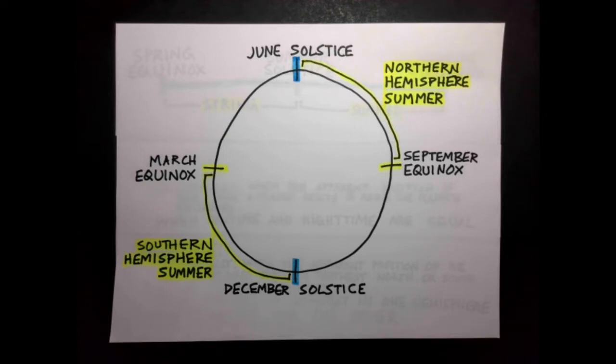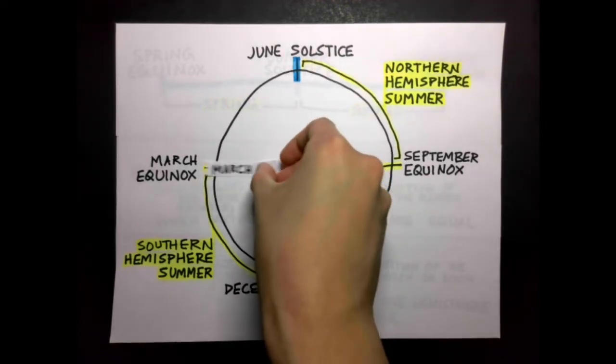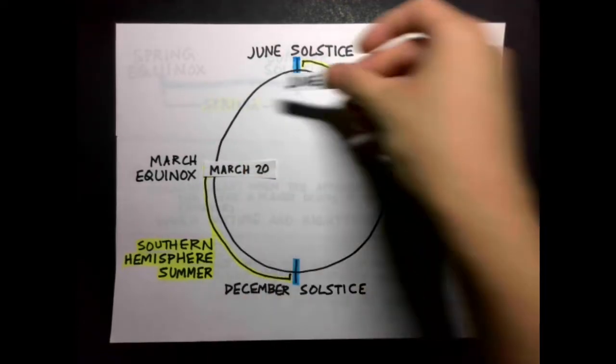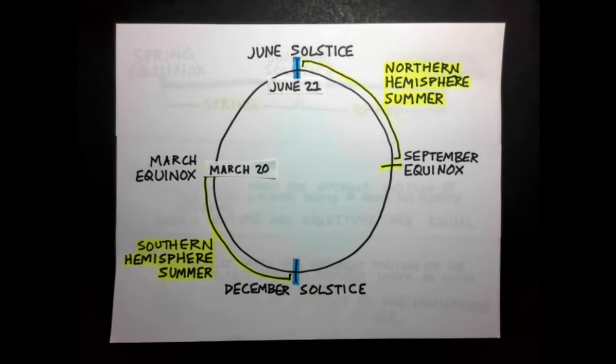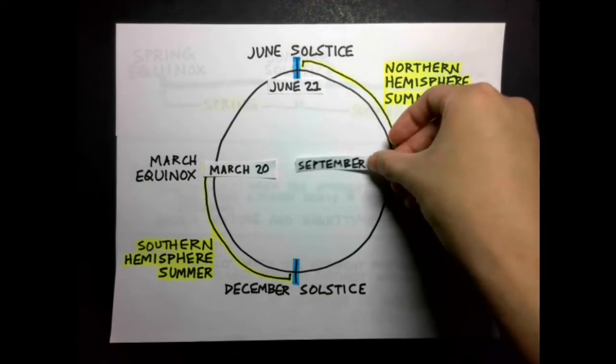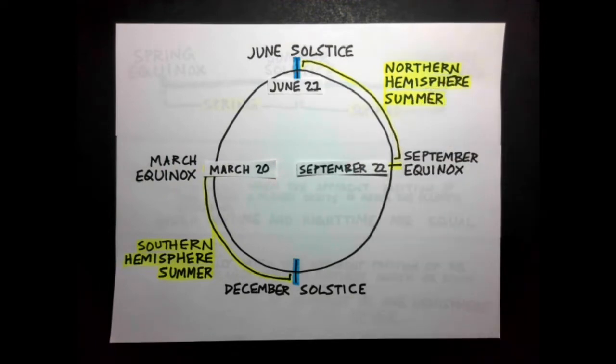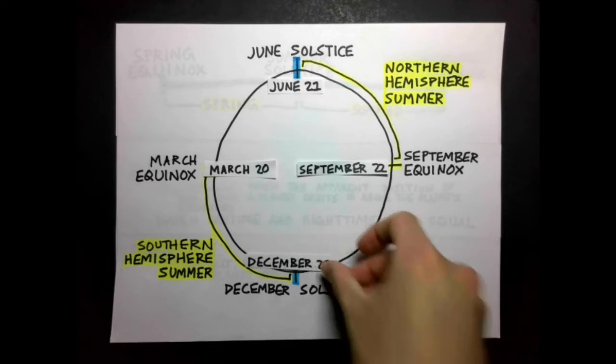Why? Because the Earth takes 365.24 days to orbit the Sun, so we even that out by having some years with 365 days and some with 366. So which day a particular location on Earth's orbit lands on shifts around a bit. But on average, the March equinox occurs on March 20th, the June solstice occurs on June 21st, the September equinox occurs on September 22nd, and the December solstice occurs on December 21st.